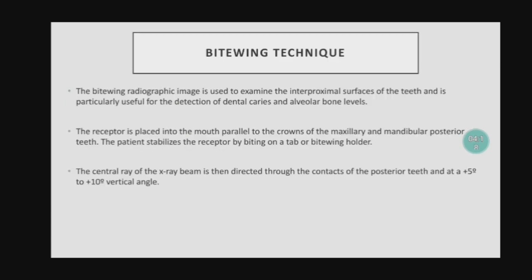The bite wing technique. This bite wing radiographic image is used to examine the interproximal surfaces of the teeth and is particularly useful for the detection of dental caries and alveolar bone levels. The receptor is placed into the mouth parallel to the crowns of the maxillary and mandibular posterior teeth. The patient stabilizes the receptor by biting on a tab or bite wing holder. The central ray of the X-ray beam is then directed through the contacts of the posterior teeth and at a positive 5 to positive 10 vertical angle.